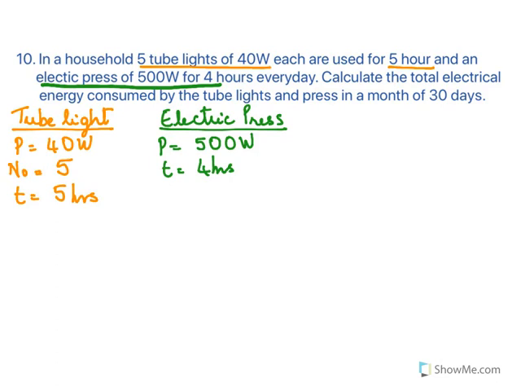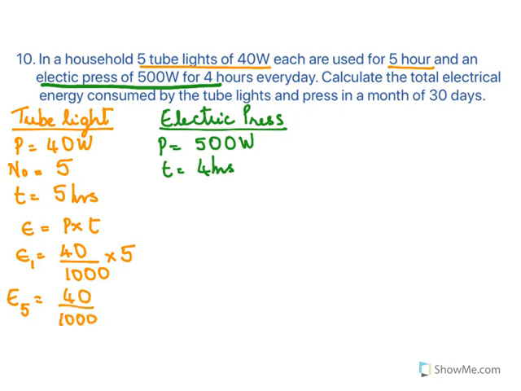So the formula for energy is power into time. But now remember, the power here has to be in kilowatts. So this was 40 watts, and I'm going to divide by 1000 to make it kilowatts, and the time is 5 hours. This was for one tube light. I have 5 such tube lights, so it will be 40 over 1000 into 5 into 5 tube lights. Here these are 5 tube lights, so multiply by 5. So here the tube lights will consume an energy of 1 unit.